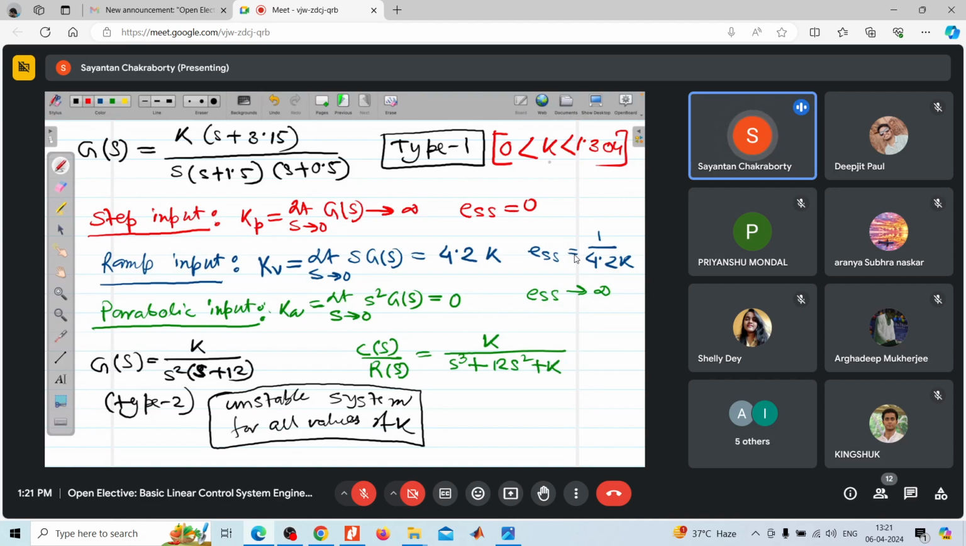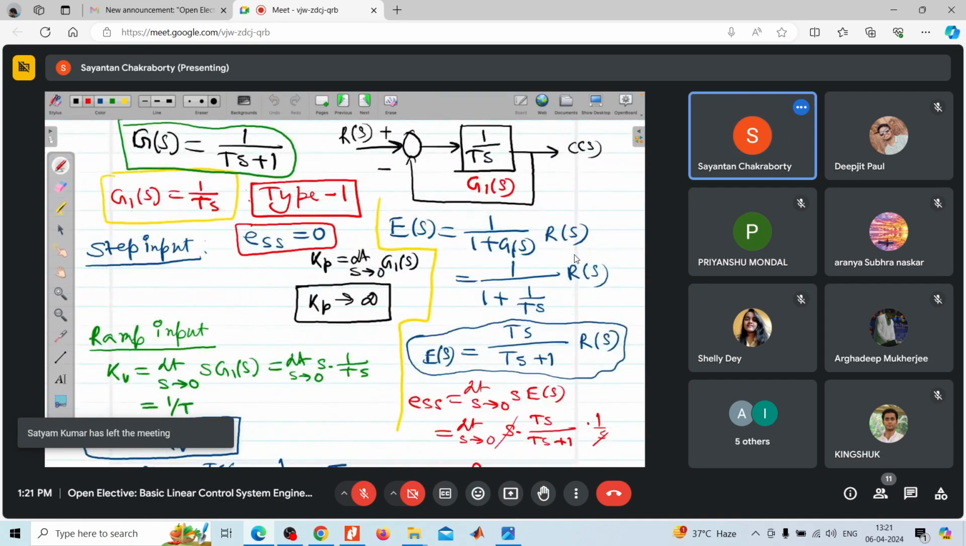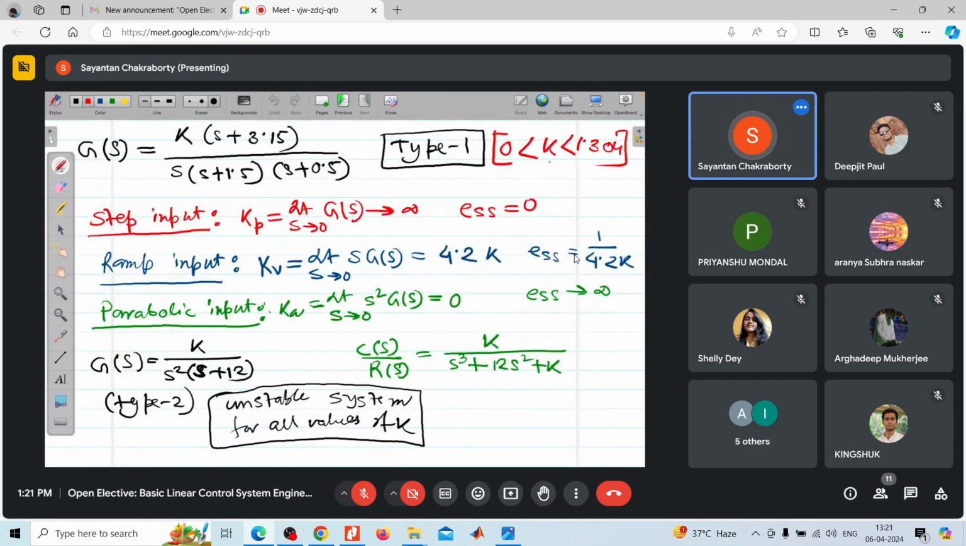As soon as the system becomes unstable, the limit as s tends to 0, the steady state error, will not be present. It doesn't exist. You cannot calculate the steady state error, or the values that you get from the Kp, Kv, or Ka will not be justified.